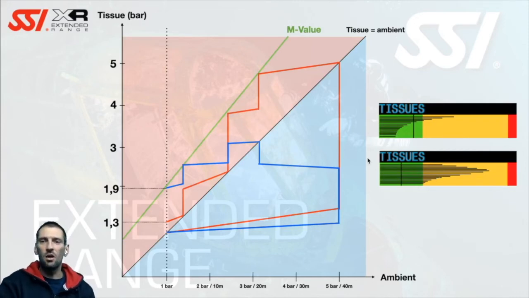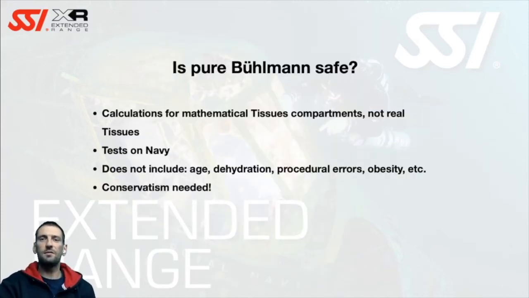Okay, great. So if we understand this, we can ask ourselves a question. Is a pure Bühlmann safe? Which means, if we use a pure Bühlmann M-value to calculate our decompression stop, will that be safe? Or, using different words, if we use the supersaturation maximum limit that was calculated by Bühlmann to be safe, will that be safe? Well, the answer is no.